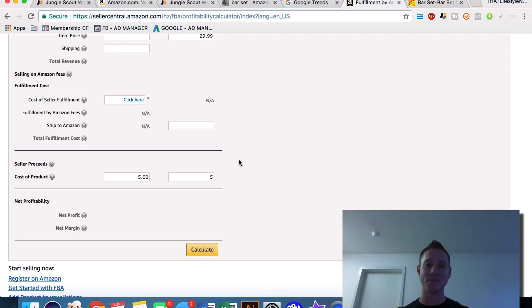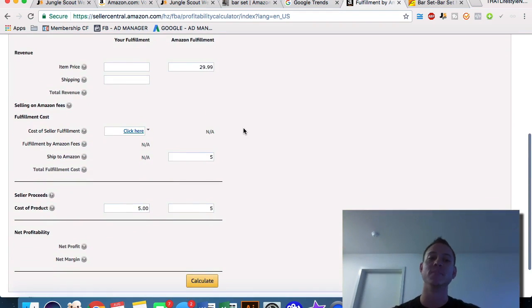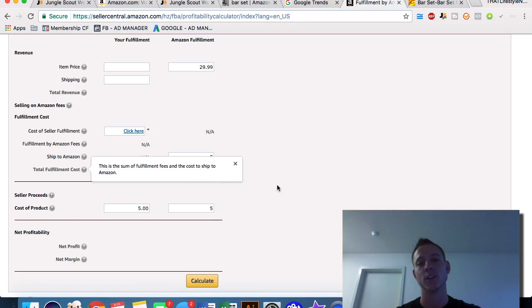This is a complete estimate. So I'll just say that one more time. It's a complete estimate. But I found, sometimes, that if you can get a cost of goods sold at 5, you can estimate that the ship to Amazon cost is also 5.